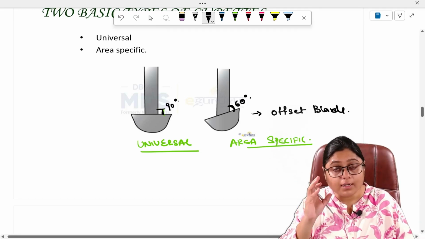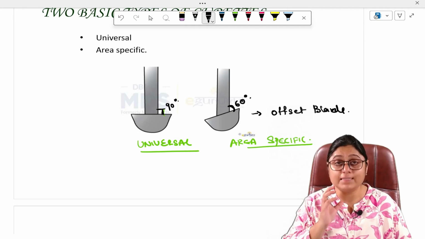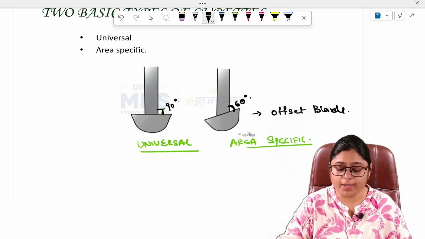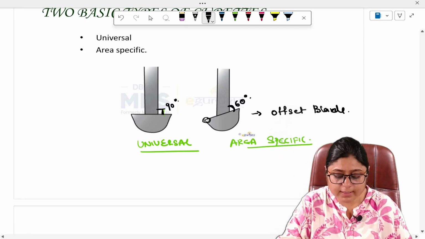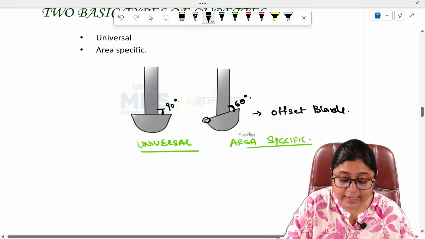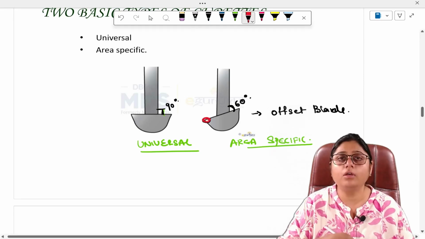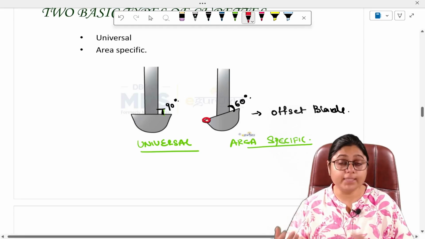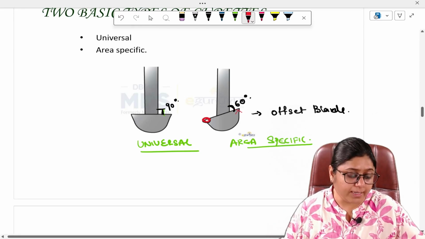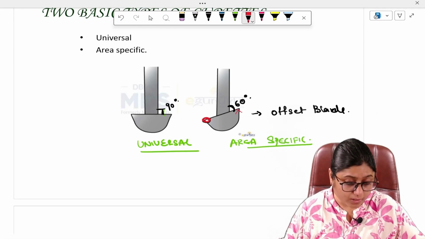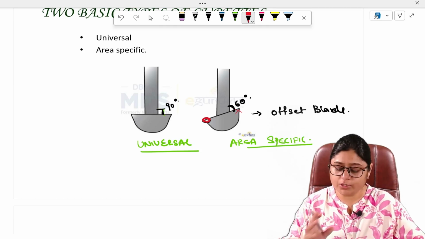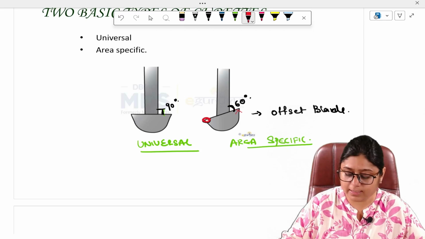Because of this design difference, in an area-specific curette or a Gracey curette, only the surface which is the working end, where you will see a bevel, can be used for curettage. The other area cannot be used because of the offset blade or offset working angle. So this is the basic difference between the area-specific and universal curettes.